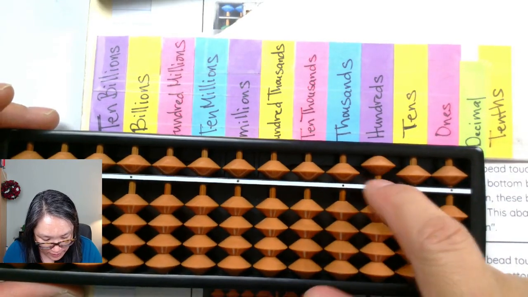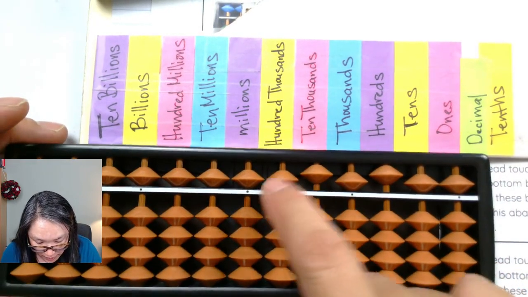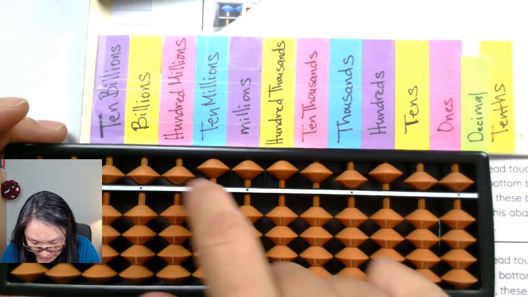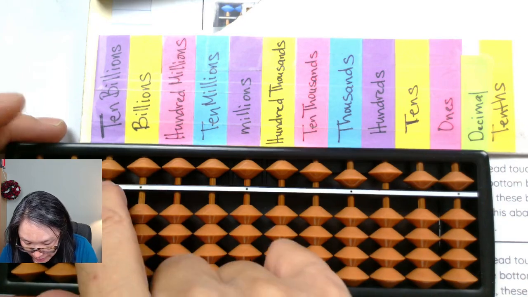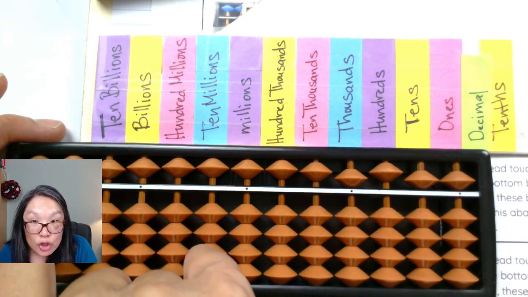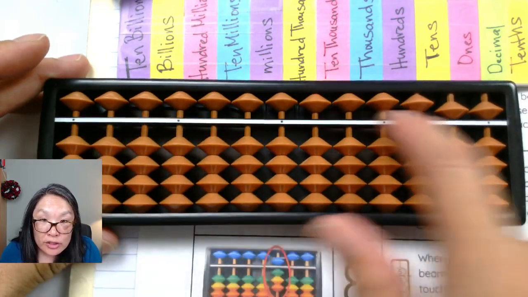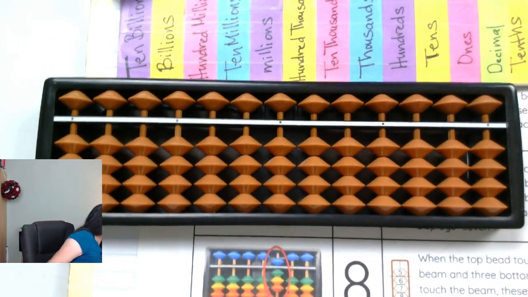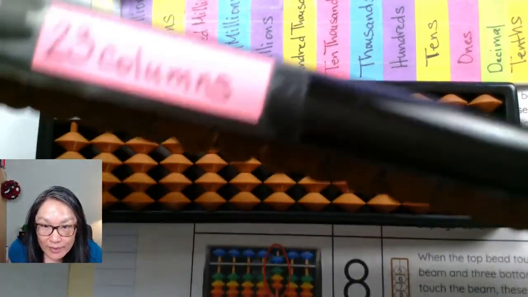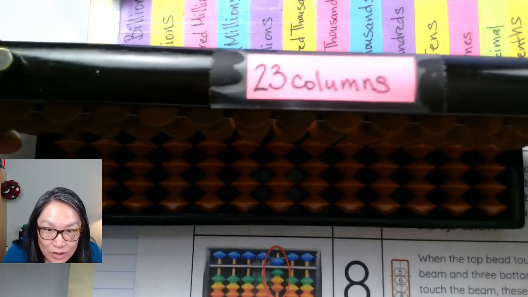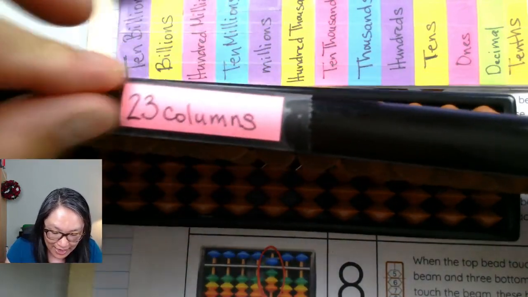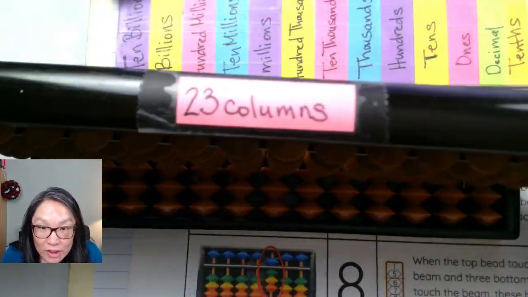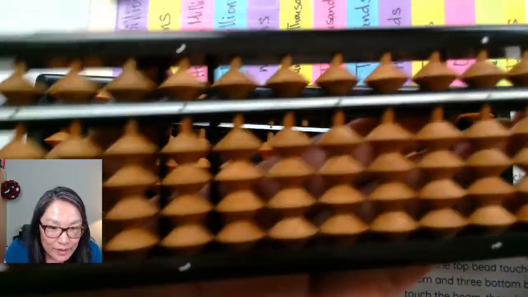Ones, tens, hundred, thousands, 10,000, 100,000, million, 10 million, 100 million, billion, 10 billion, 100 billion, trillion. If you wanted to track the national debt, you would have to get a bigger abacus, which is what Ethan has. Ethan has a 27 digit abacus. I only have a 23 column abacus, and it works exactly the same.